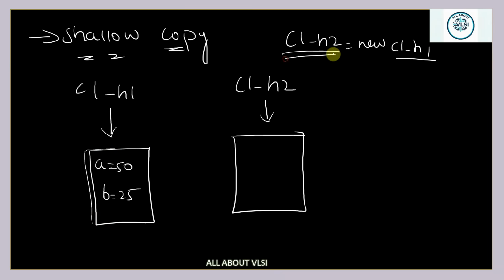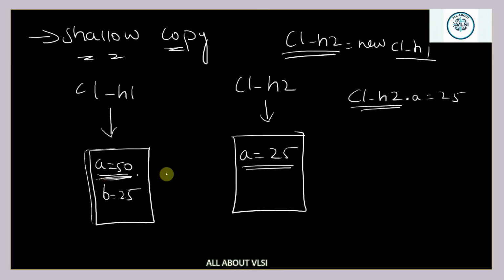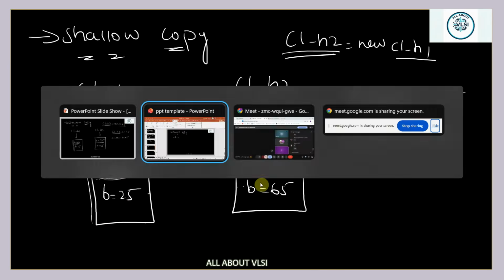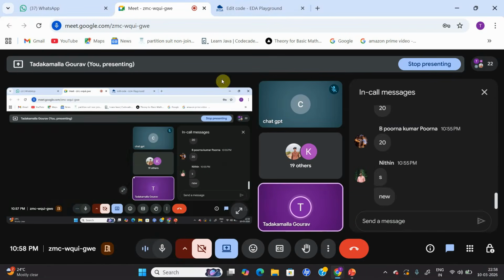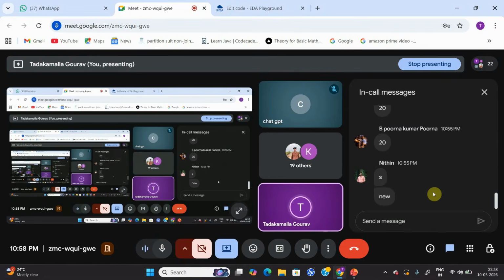Now let's say you make any changes to this class property, that is C1_H2.A is equal to 25. Then the value is reflected in this particular object, not in the other object. And if you write C1_H2.B is equal to 65, then your B value will be updated to 65. Both will have their own different copies. Is it clear? The difference between shallow copy and object assignment, are they clear? Any doubts or any queries?